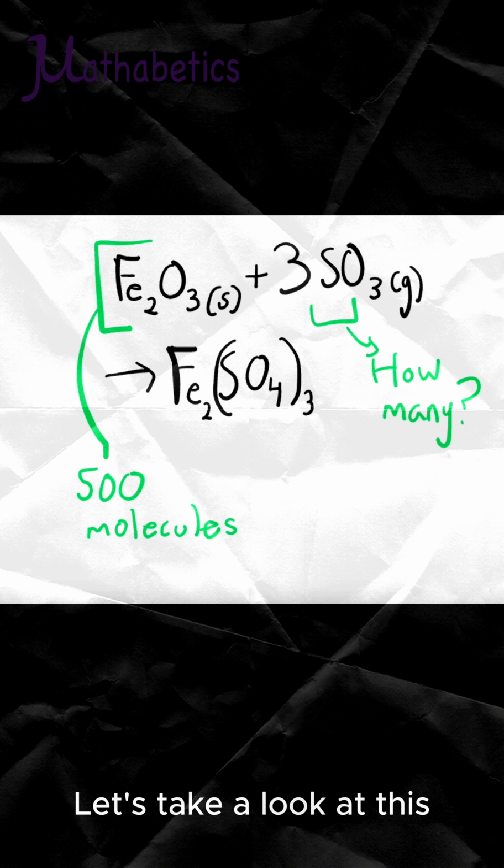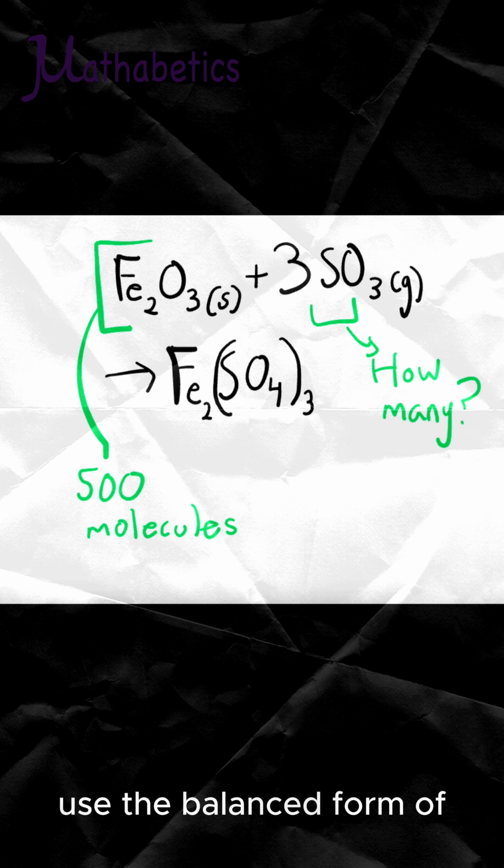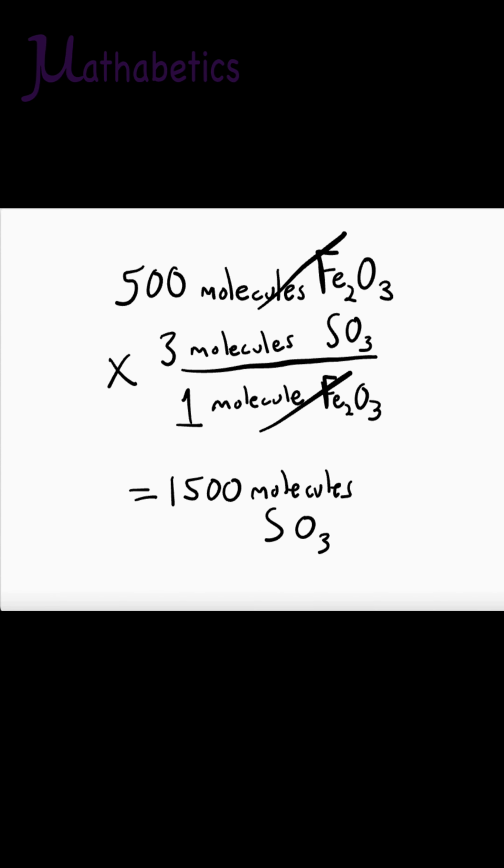Let's take a look at this other reaction now. And don't forget, we must use the balanced form of the chemical equation. In this case, we'll work with molecules. How many molecules of sulfur trioxide are needed to react with 500 molecules of ferric oxide to produce ferric sulfate?